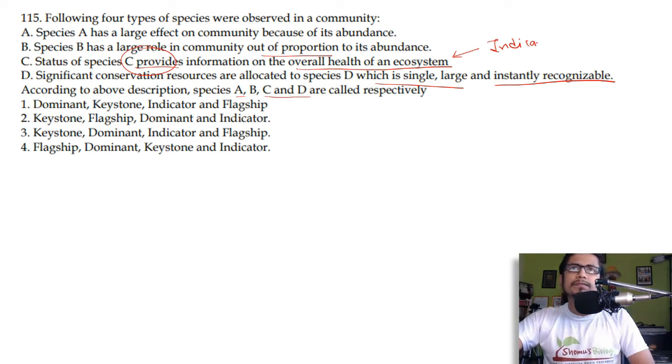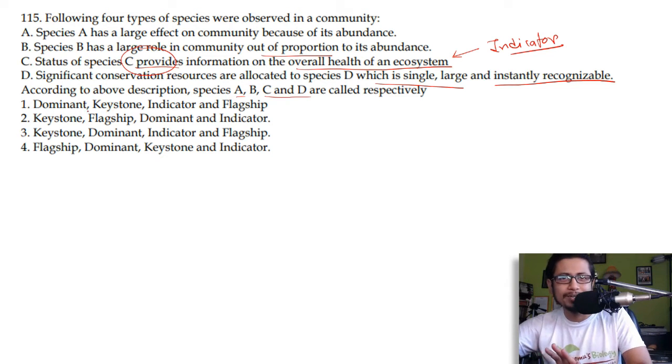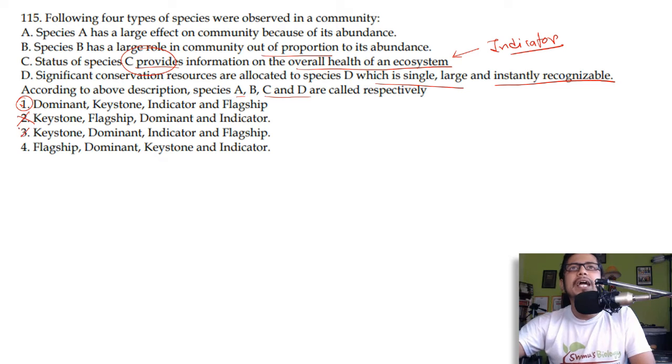So we know for sure that species B has a large role in the community. Let's say the status of species C provides information on the overall health of an ecosystem. This species is known as an indicator. Let's start with this statement, indicator. I know all four, but I can start with this. If you know any one, you can start with that.